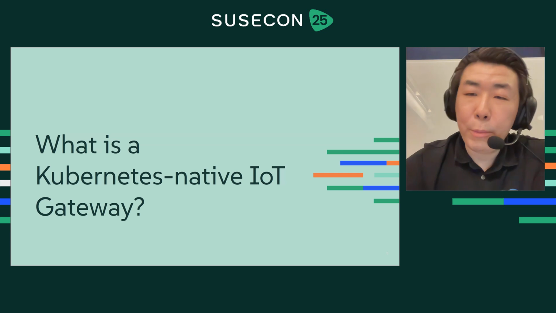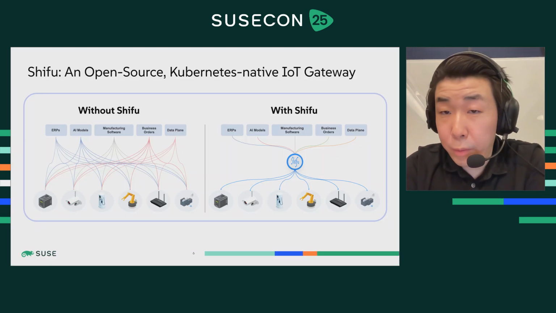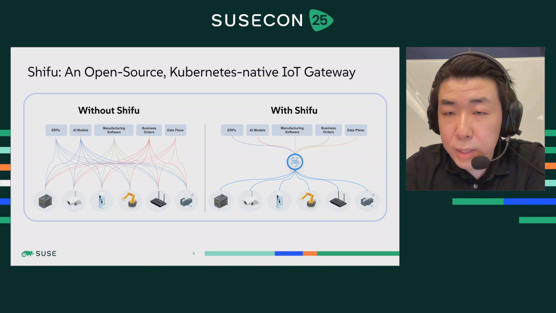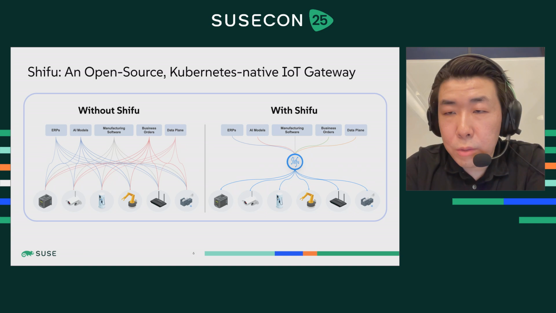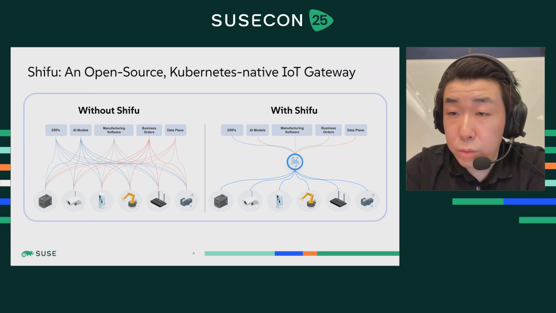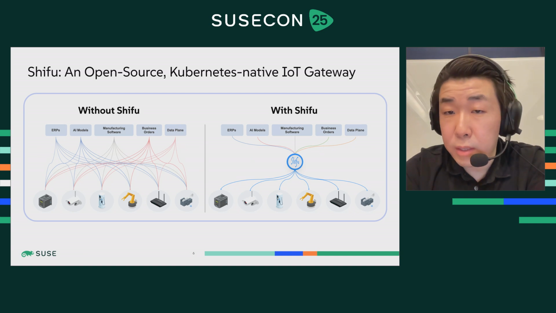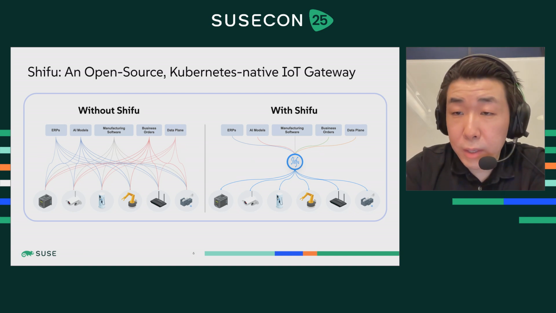So first, I'll be introducing the Kubernetes native IoT gateway. What is a Kubernetes native IoT gateway, and why do we need it? To answer that question, we need to talk about the current status quo of most IoT systems in industries, which is usually the one on the left.